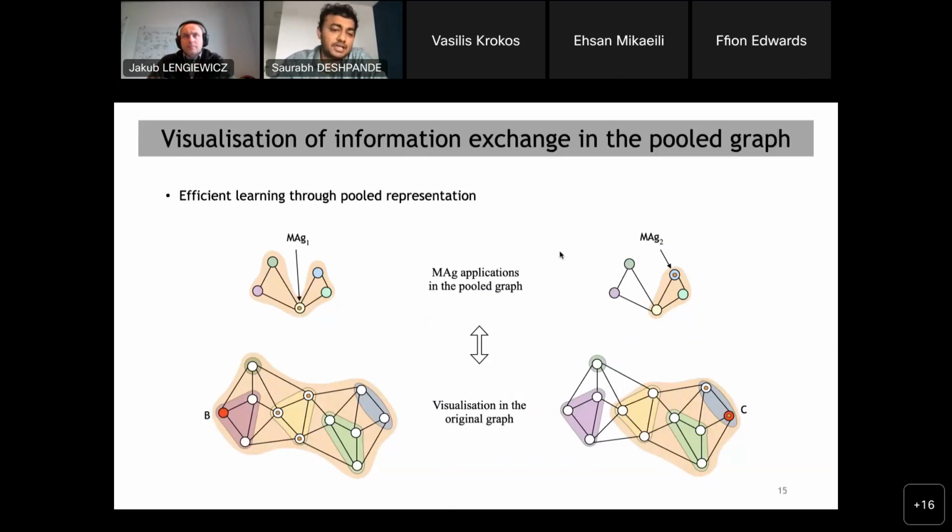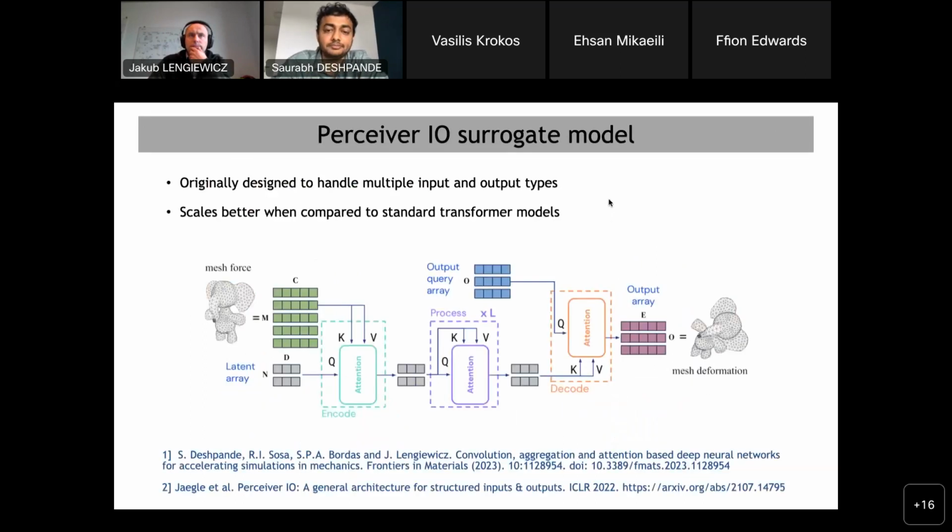So now let's go back to the same problem of information passing from node B to C. And you can see that now in the pool space, I can just apply two MAG operations, two localized operations. And if you visualize in the higher space, they are sufficient to transform the information from one into the other. Which is what makes it computationally cheap. One more point, both MAG and pooling layers are now written in TensorFlow, and they also support batch training.